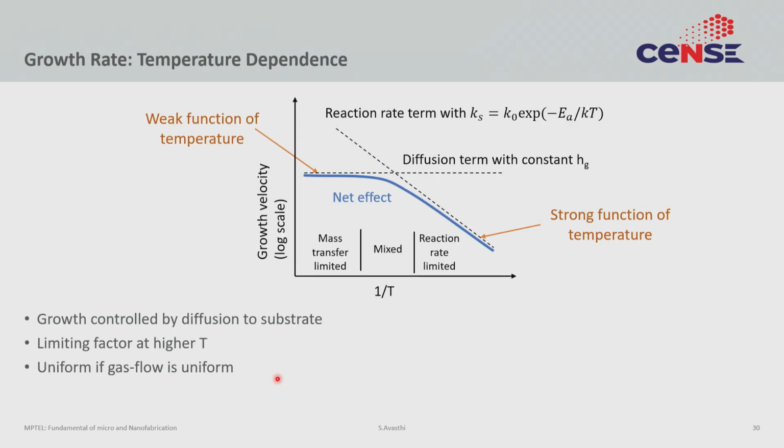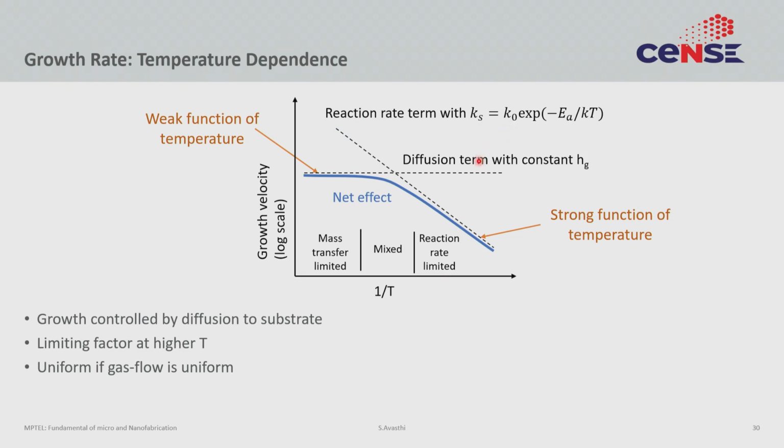So, overall your growth rate shows the following temperature dependence. We have already looked at the expressions. I am now just plotting those expressions, and I am plotting them in the Arrhenius format, which is plotting versus 1 over T. So, you have your two regimes. You have your reaction rate limited regime. This is the regime given by this dotted line where the reaction rate constant Ks is the bottleneck, and it depends upon the temperature exponentially.